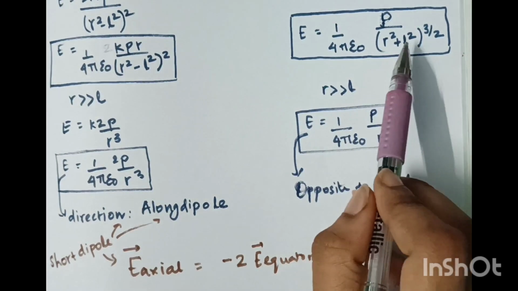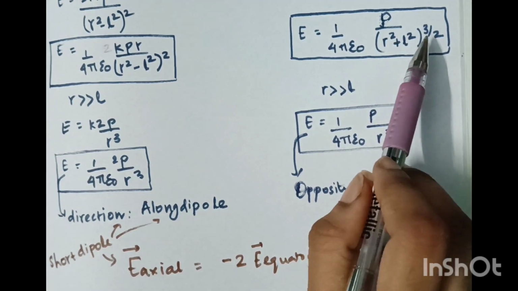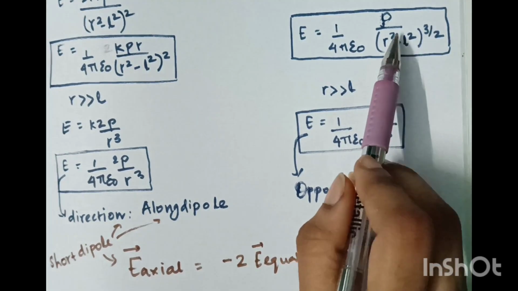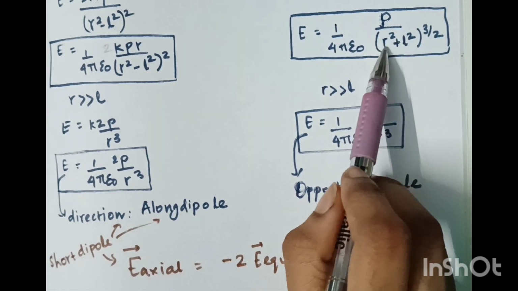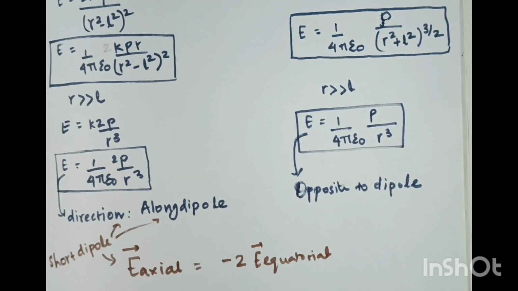Actually, this L square goes, so it will be R square whole power 3 by 2. So this 2 and this 2 go, so it is R cube. So that is what we have shown here. And now let us learn about the direction of electric field because of the dipole in axial and equatorial position.